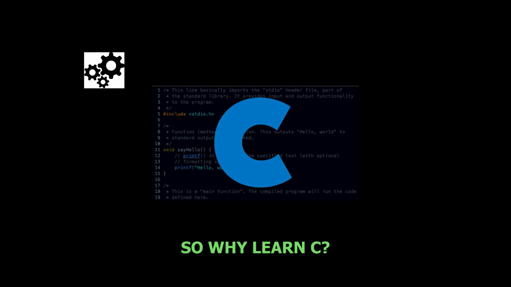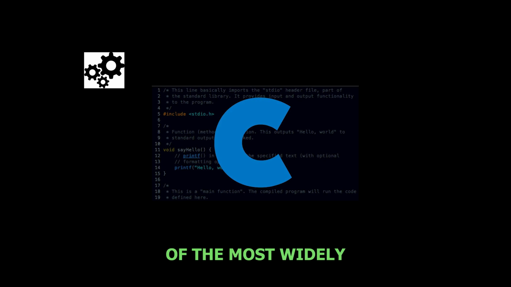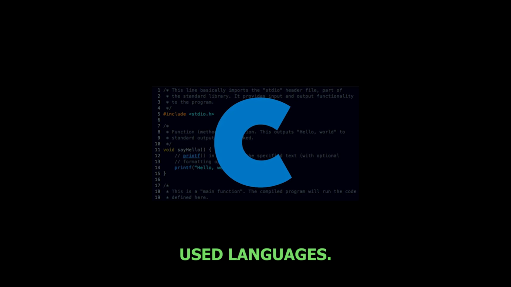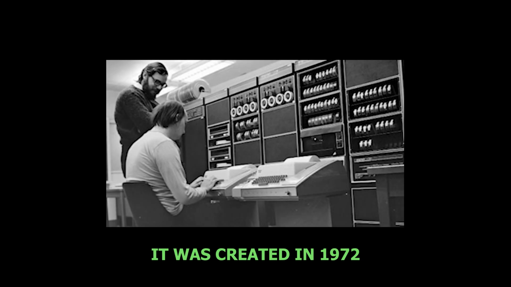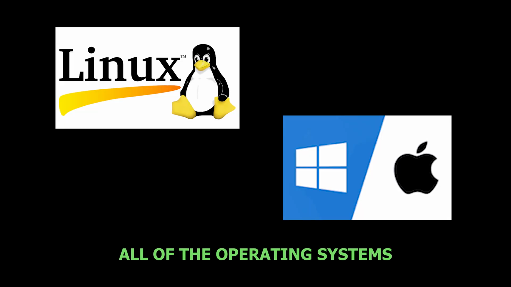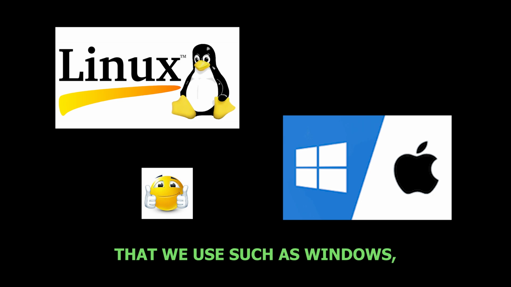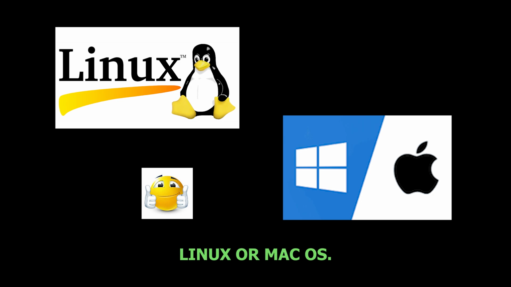So why learn C? C is one of the most widely used languages. It was created in 1972, and it powers all of the operating systems that we use, such as Windows, Linux, or macOS. So we'll define a few key terms, and then we'll jump right into it.